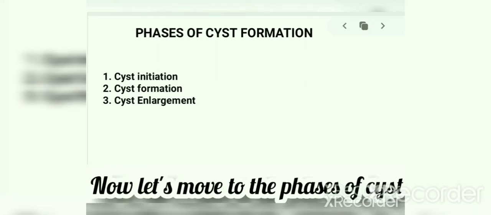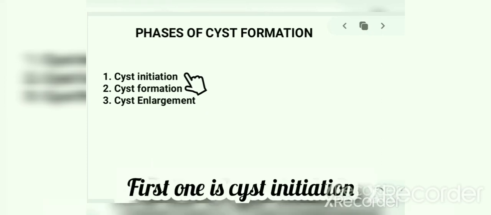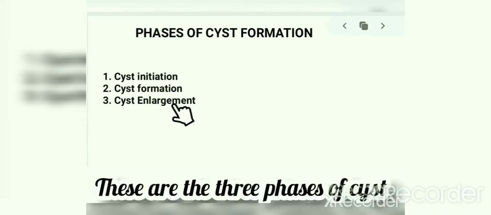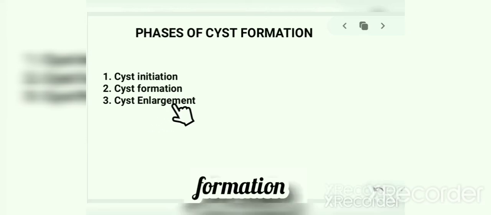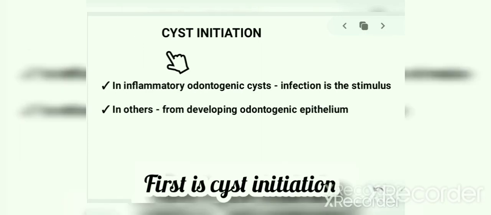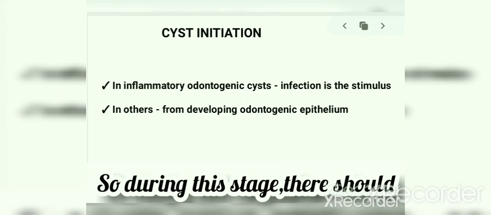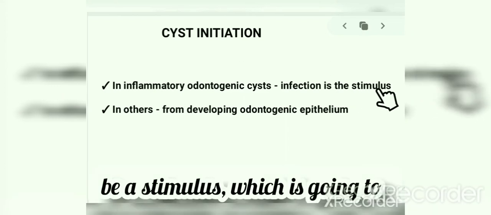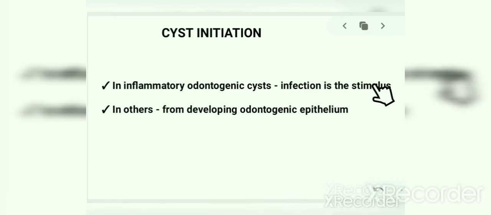Now let's move to the phases of cyst formation. There are actually three phases for cyst formation. The first one is cyst initiation, then cyst formation, and cyst enlargement. So these are the three phases of cyst formation. Now let's take a look at each one of them. First is cyst initiation. During this stage, there should be a stimulus which is going to initiate the formation of a cyst.